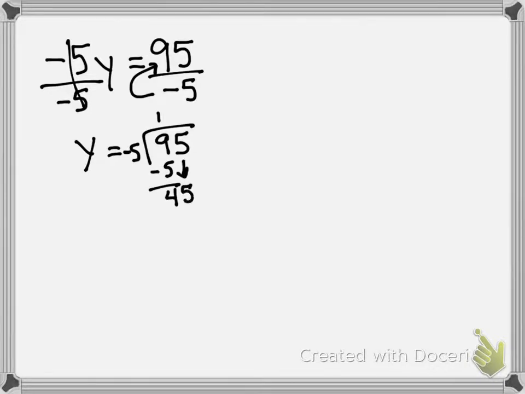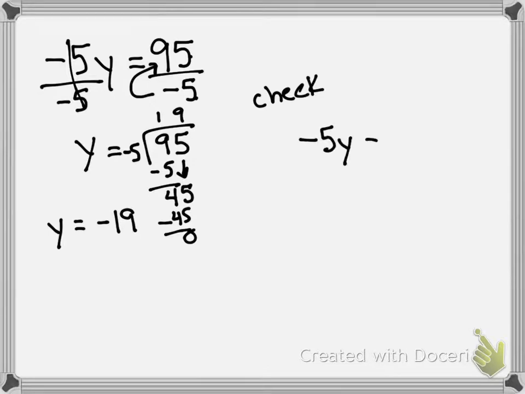Bring down my 5. It goes in 9 times. So y is equal to negative 19 because we divided a positive 95 by a negative 5. So in this case, we want to make sure that we check our work. So our first step is to rewrite the original equation. Negative 5y equals 95. We think that y is equal to negative 19.